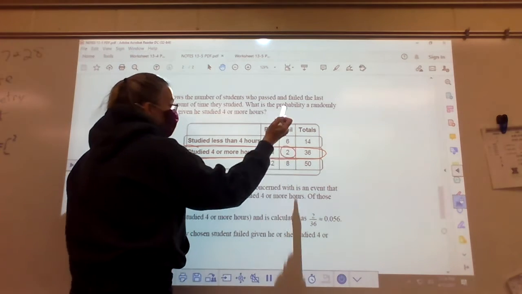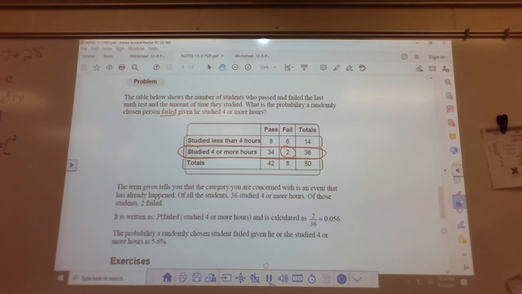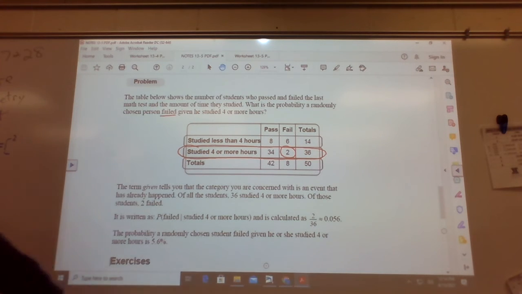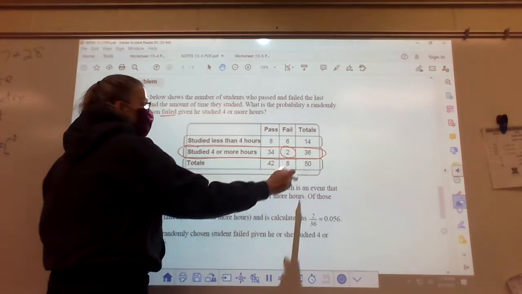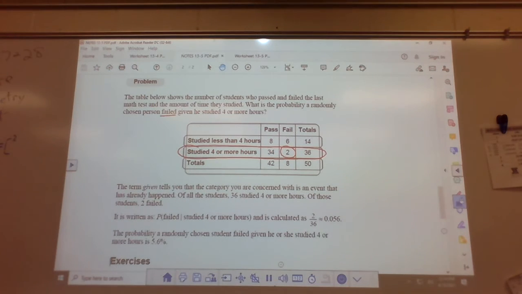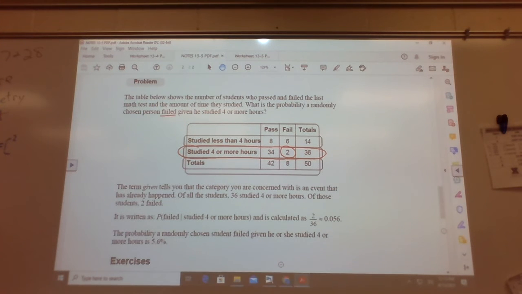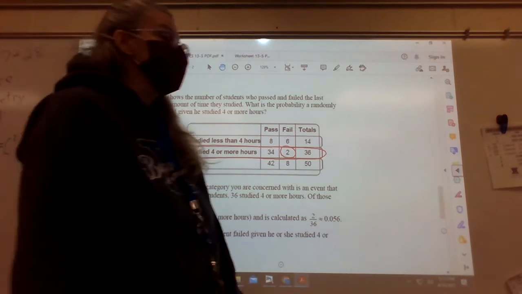Well, failed was only 2. So instead of doing it out of everybody, which is 100, I'm only doing it out of the group I'm concerned with. So 2 out of the 36. Because there's 36 total people that studied more than 4 hours. So 2 over 36, I can change to 1 over 18, I can change to 5.6%, any of those will be fine. So that's a conditional. So instead of looking at everybody that they surveyed, they're only looking at one group that they surveyed. So let's look at some examples of these.